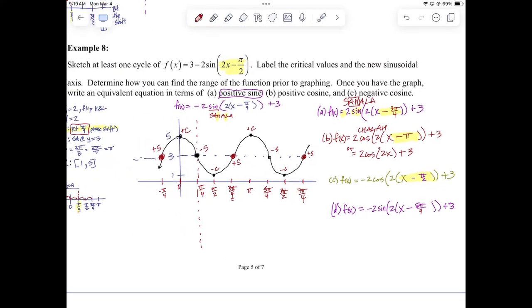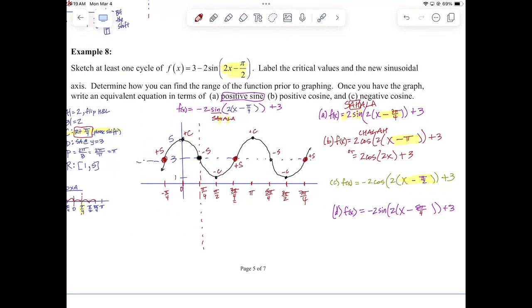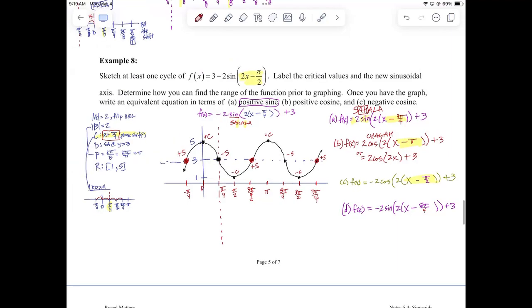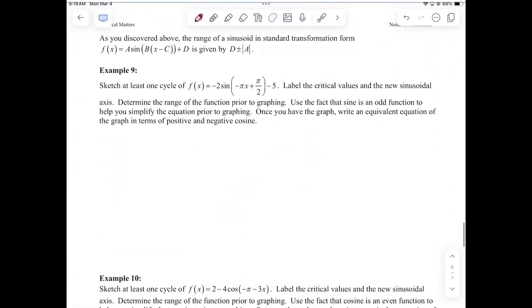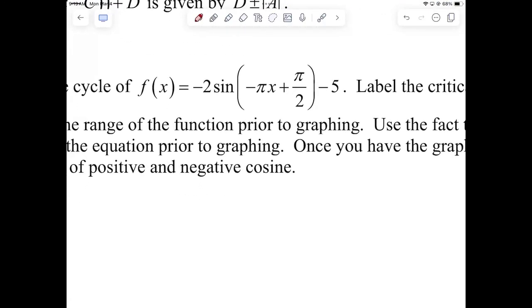All right. Any questions on that one? That's your free response question. Can y'all do that? Yeah, absolutely you could do that on your free response. No problem. Okay? All right, let's go to example 9. Sketch at least one cycle, doing the same thing, same exact instructions. All right?